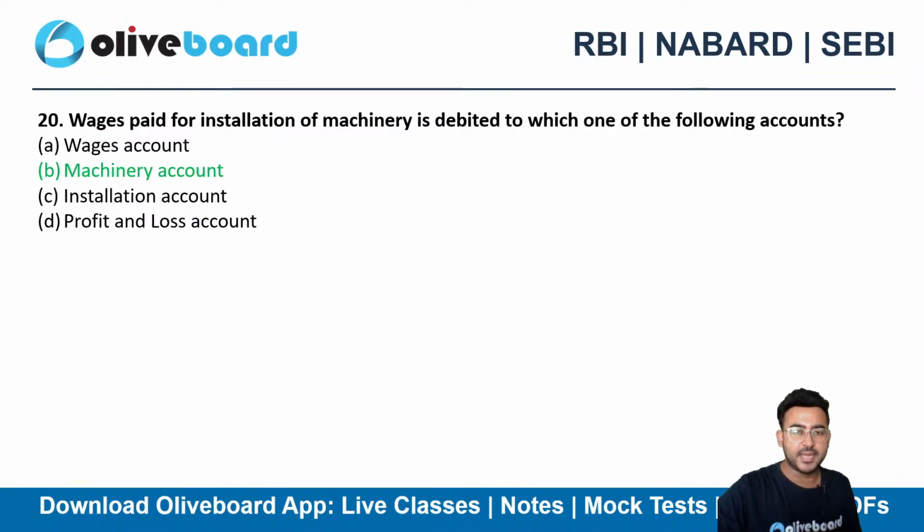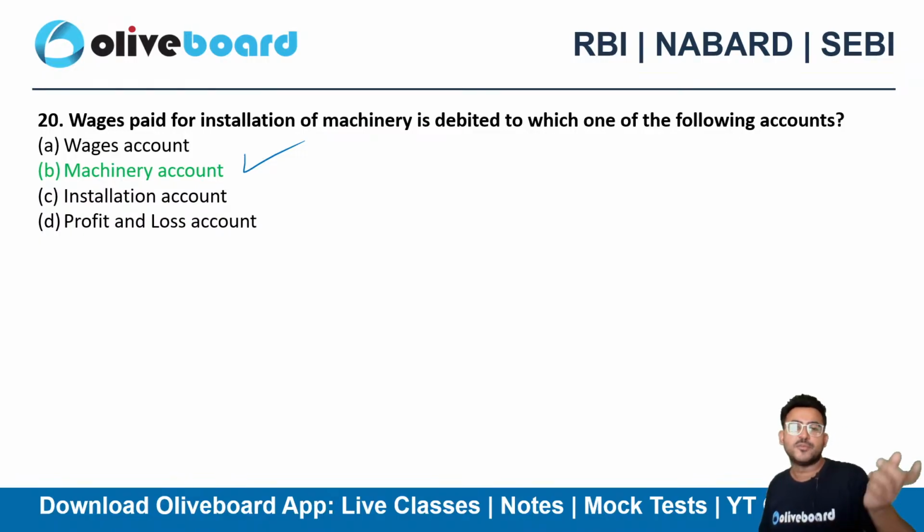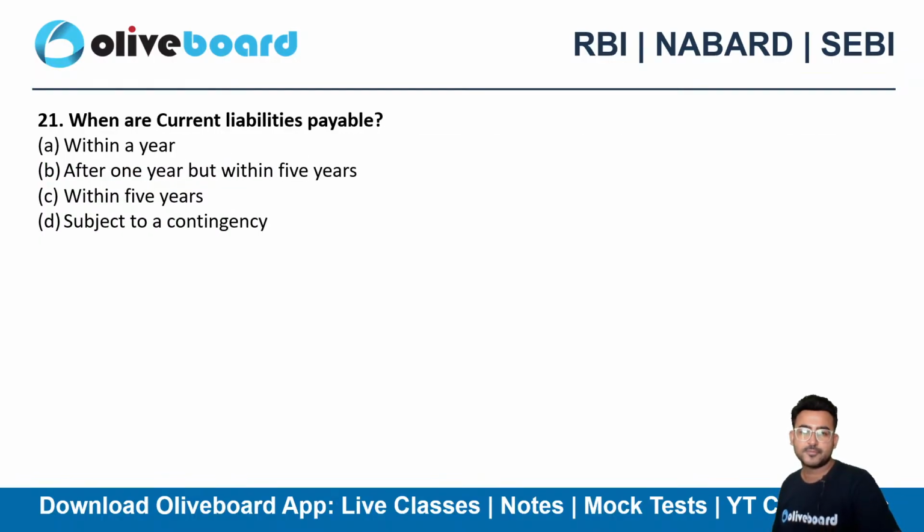It is a capital expenditure. Okay, I'll be debiting it directly to machine account. I'll be increasing the value of machinery. Why? Because without installation I cannot use my machine, right? So for the first time installation I always capitalize it.